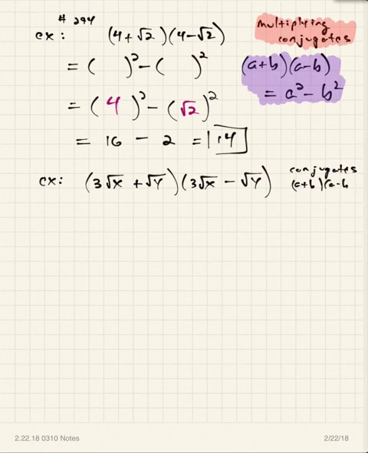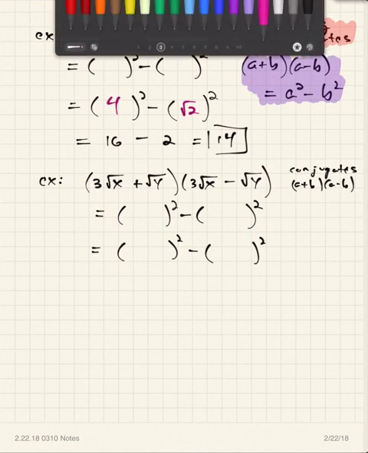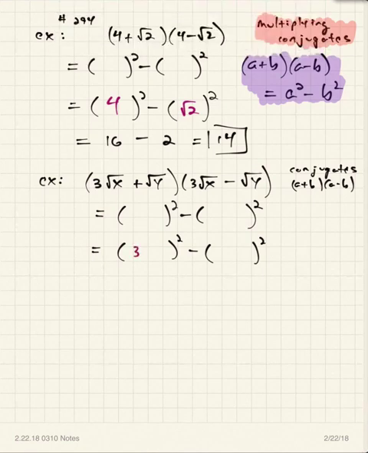And so when you see conjugate expressions like that, you know that the pattern for multiplying these is just a squared minus b squared. And so when you multiply this out, you just drop in those squares into the 2 sets of parentheses. So this is 3 square root of x squared, and this is the square root of y squared, like this.